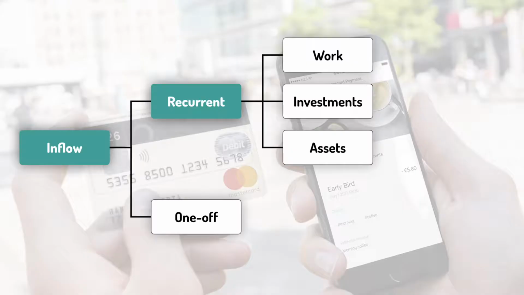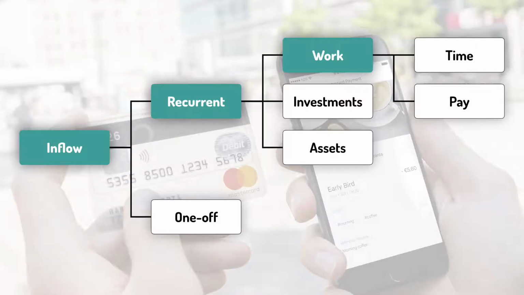Let's look first into the regular flows of money. How can you increase the money that comes into your bank account because of work? How can you increase the money that comes to your bank account because of investments? And finally, that money that comes through assets. You can also monetize your assets. Now let's look into work. And you can generate money from work in two ways.